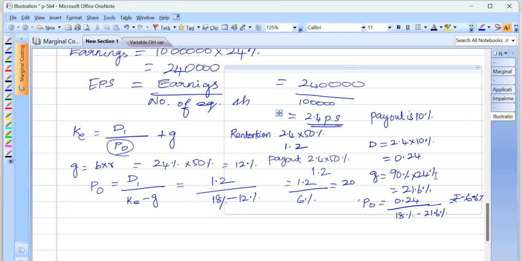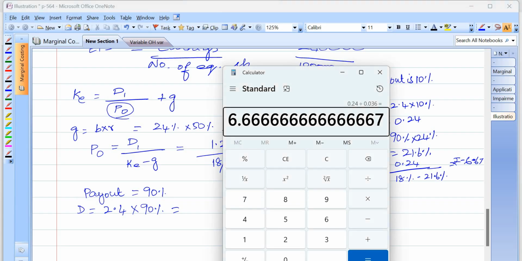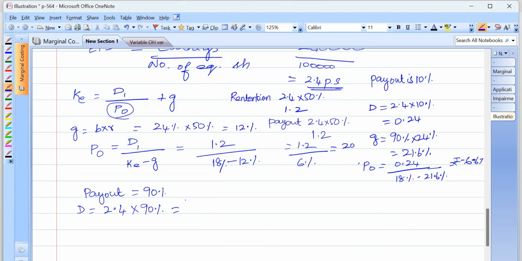So we have calculated for payout is 10 percentage. So again, what we need to calculate if payout is 90 percentage. If payout is equal to 90 percentage, then my dividend will be 2.4, that is earnings per share, already we have calculated, right? So 2.4 into 90 percentage. 2.16. So out of 2.4 rupees, I'm going to pay 2.16 as dividend.